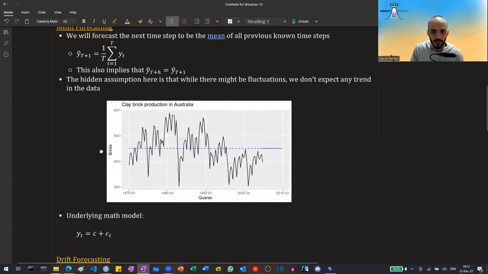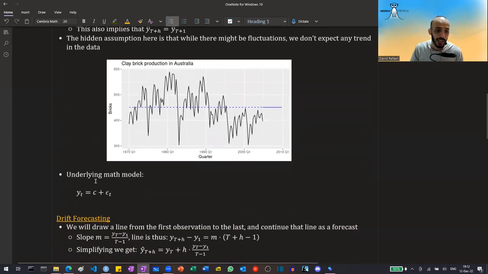So what is the hidden assumption in this model? I think the hidden assumption here is that while there might be fluctuations, we don't expect any trend in the data. We expect that more or less there's a constant level, and there might be fluctuations around it, but overall it stays the same. And so the underlying math model can be written as the value at time t is equal to some constant plus some noise. So this is another baseline method.